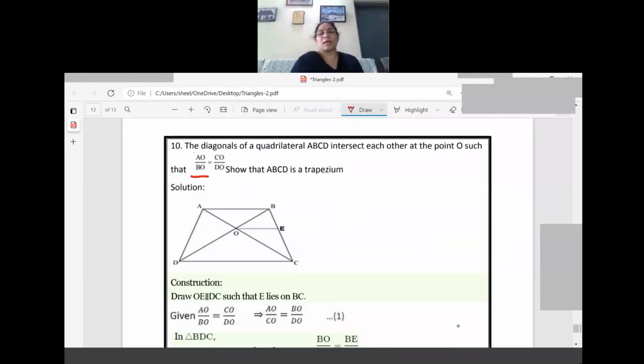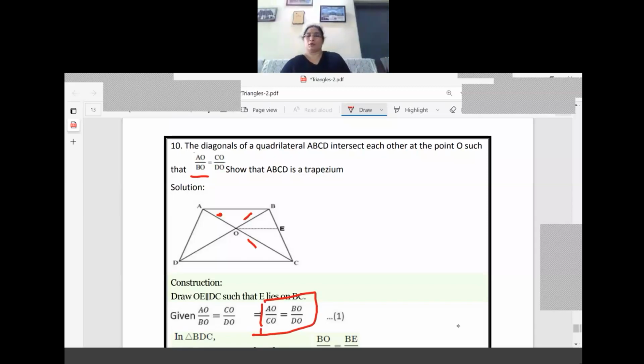We are arranging that as AO by OC equals BO by DO. See that diagram: AO is here, right, and BO is this side. So we want it in a straight line, which is OC, so we arranged it this way, AO by OC equal to BO by DO, right? So now we arranged the given part, nothing else we have done.